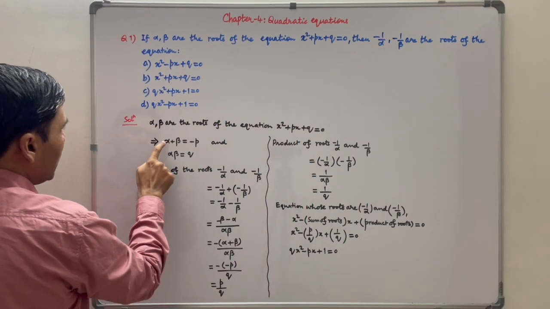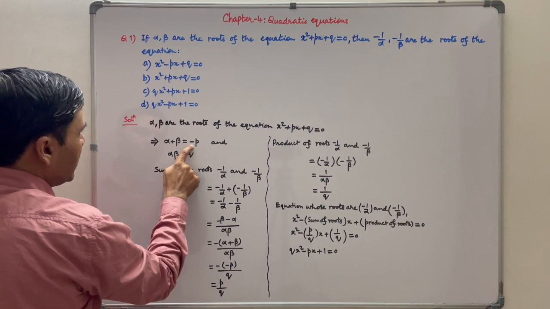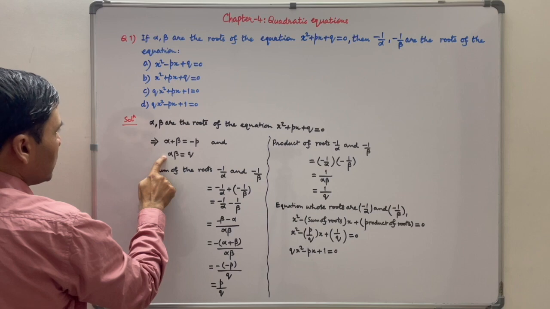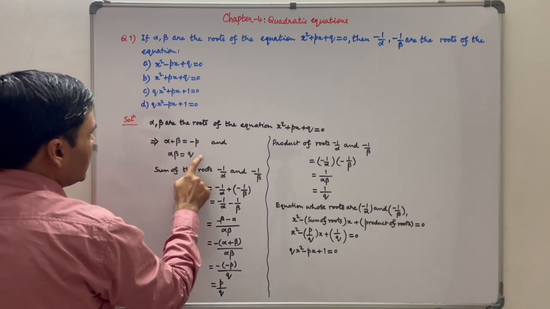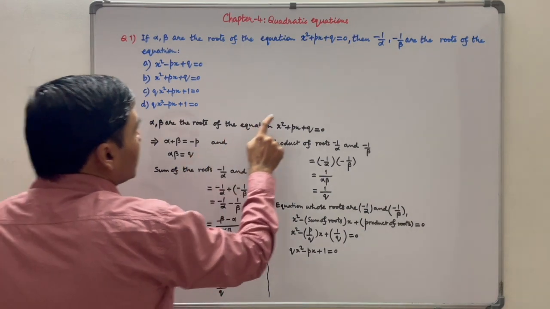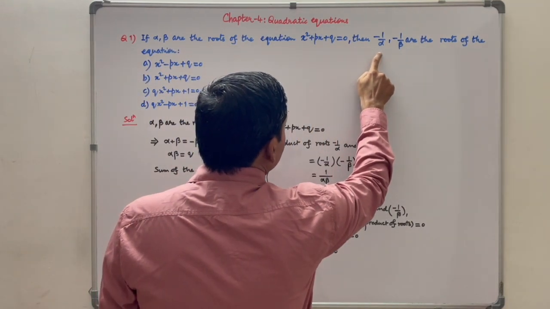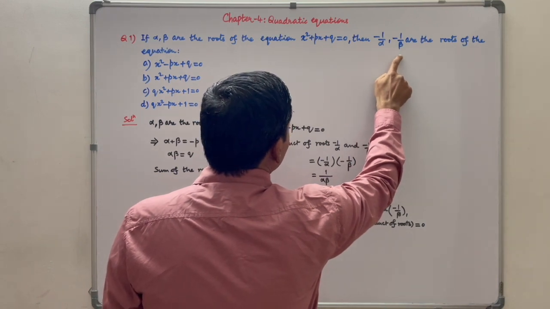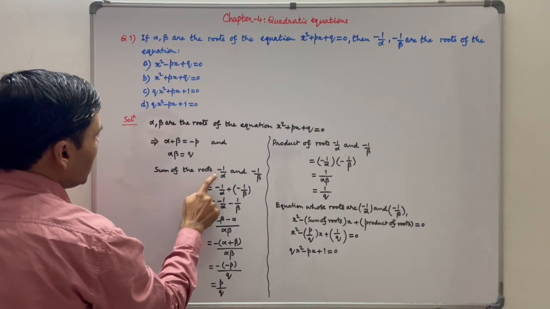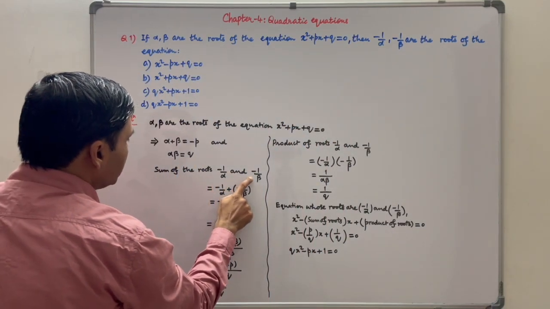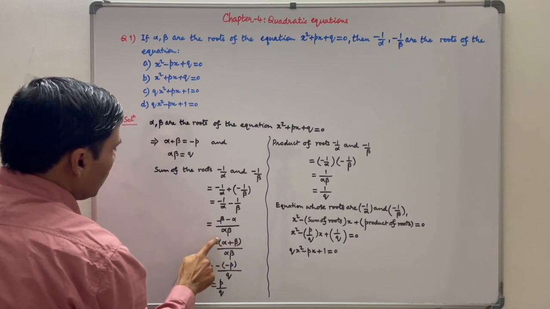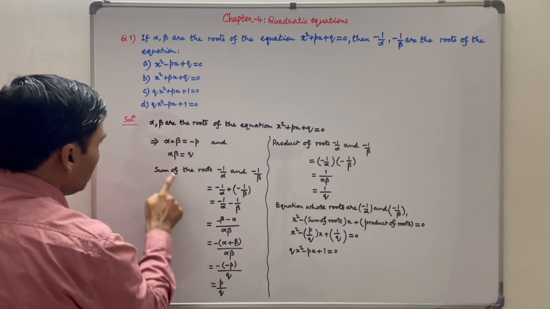So sum of the roots alpha plus beta is equal to minus b by a, and that is minus p by 1. So it is minus p. Product of roots alpha beta is equal to c by a. So it is q by 1. So it is q. To get the quadratic equation whose roots are minus 1 by alpha and minus 1 by beta, we will find sum of the roots and product of the roots. So sum of the roots minus 1 by alpha and minus 1 by beta is given by minus (alpha plus beta) upon alpha beta.